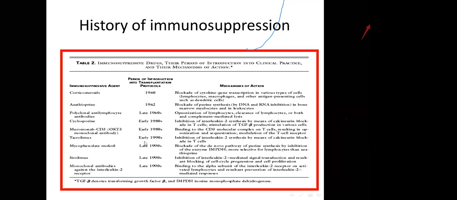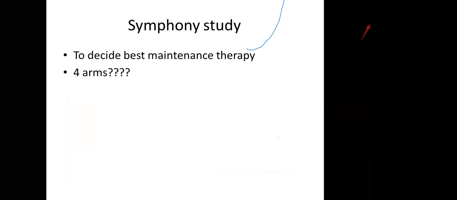So we have multiple immunosuppressants, and this stimulated us to do a study to detect which one of them is better than the others. This is the Symphony study. The Symphony study was made to decide what is the best maintenance therapy. They made 4 arms of patients. One arm received high dose cyclosporine. The second arm received induction with daclizumab, which is like basiliximab, anti-CD25, and received low dose tacrolimus.